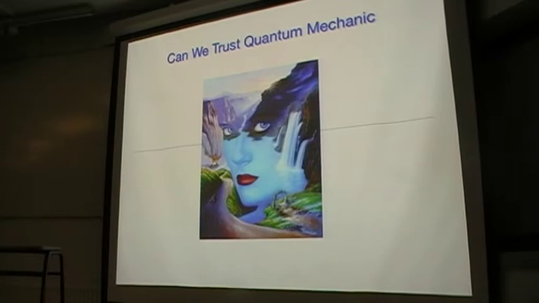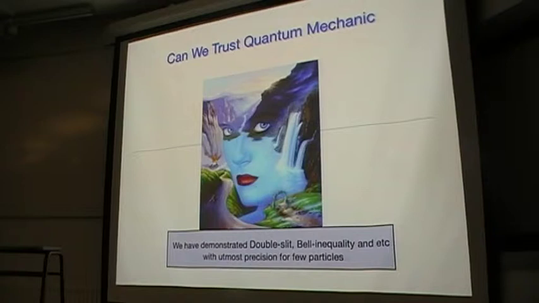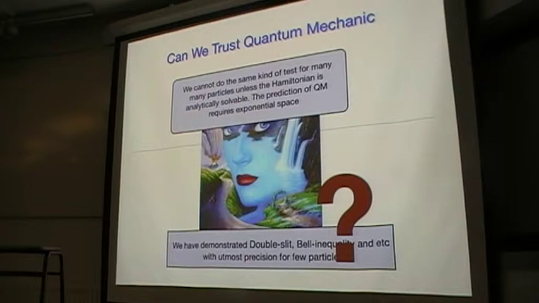And you can extend it a little bit to a bigger picture. Can we really trust quantum mechanics? Of course, we have demonstrated Bell inequality violations to ultimate precision. Okay, there are some loopholes there, but they have been demonstrated. So that shows that the predictions of quantum mechanics for a few particles are exactly as we expected. But this is about a few particles. And if you want to scale this up, because I'm a computer scientist, you want to see the higher complexity of such problems scale, then we cannot do the same thing unless the Hamiltonian that you're trying to make the prediction of is analytically solvable.